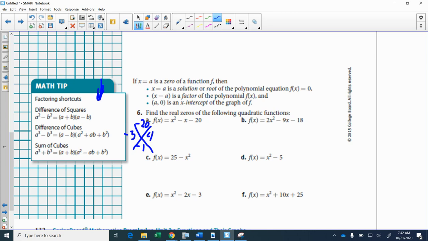If I wanted to solve that out, I would just have to do x minus 5, x plus 4, and then I get the two answers of x equals 5 and x equals -4, okay? So we have our first method. We can use the X method, right?